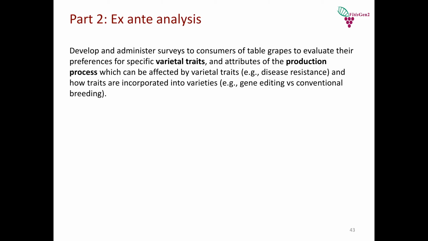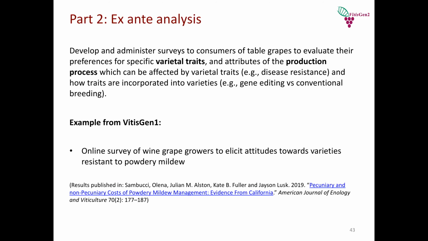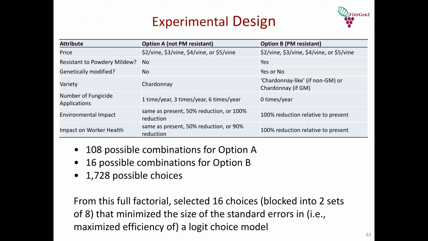We do have some results from the Vitis Gen 1 survey with producers. Detailed results were recently published in the AJAV article that Julian also cited, so if anybody is interested, they can go look there. What we did was an online survey of grape growers that includes questions you normally see in surveys, like what do you prefer, or rank some things in terms of importance, which I'll go over. But the most interesting part is an experimental design that helps people make a choice between planting a variety with specific attributes. The experimental design is described in the table here.